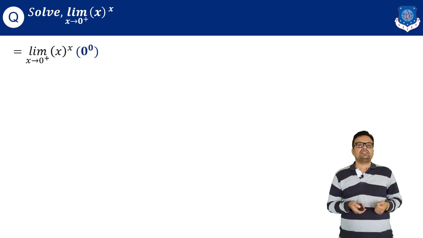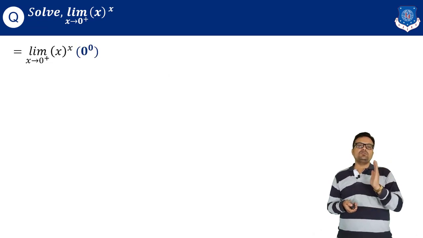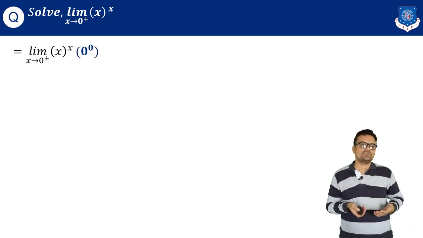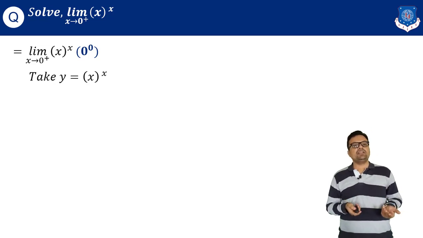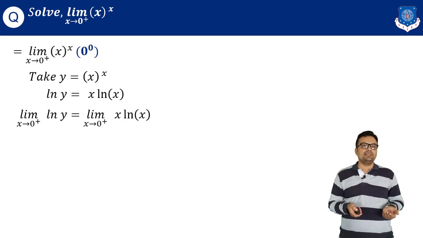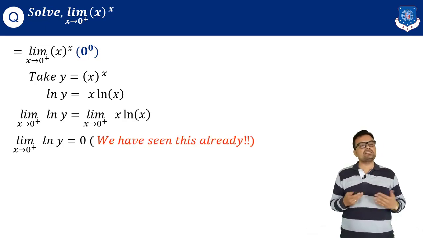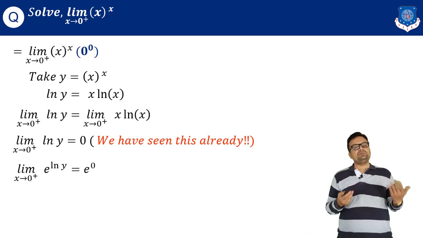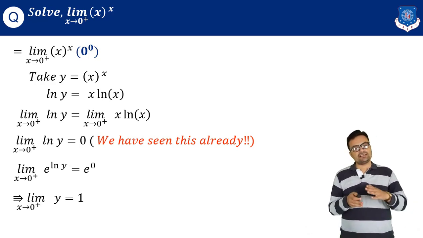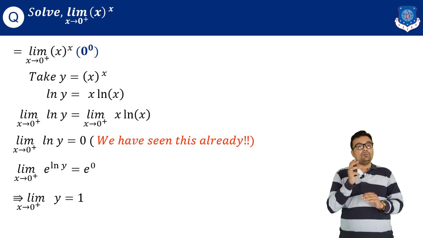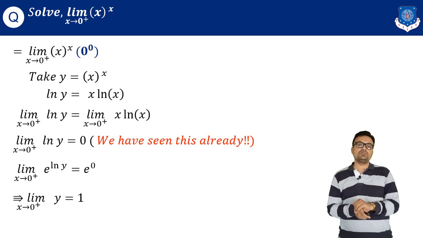Let us take another case. If I take the limit x tending to 0 of x raised to x, clearly it is 0 raised to 0. So again taking y equal to x raised to x, taking log y on both sides and then applying the limit. Now we have seen this example in our previous section, x into log x, which results in 0. So finally my answer is e raised to 0, which is equal to 1. So I hope this second part, 0 raised to 0, is also clear.